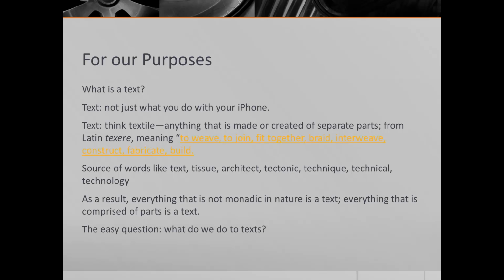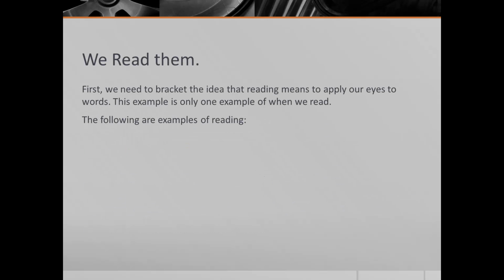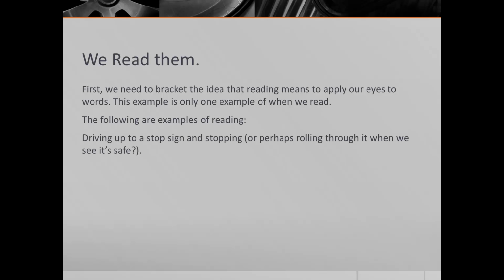So the easy question to move on then is, what do we do with texts? We read them. But for the moment at least, and for this conversation, we should bracket the idea that reading means to take our eyes, apply them to words, and then make meaning out of it. That's actually a very convoluted and long process that we make very quick because we have brains that are very capable of doing that.